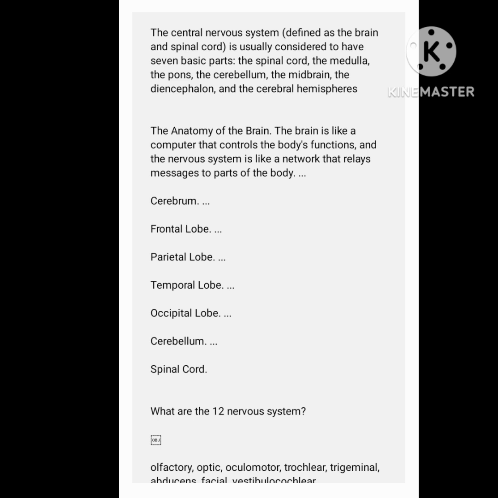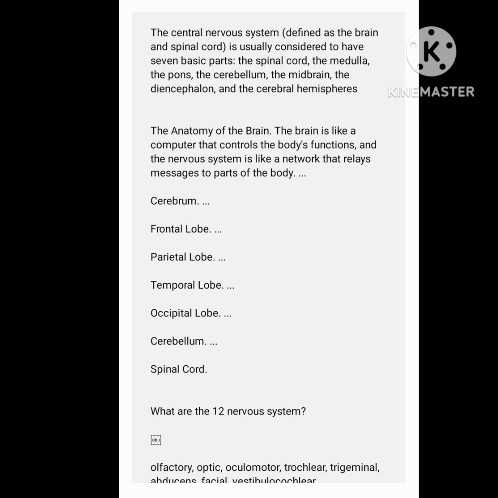So, we've all heard of the anatomy of the brain. It contains the cerebrum, cerebellum, and the medulla. Now, the cerebrum is divided into the frontal lobe, parietal lobe, temporal lobe, and occipital lobe. And we have the cerebellum and spinal cord. The major portion of the brain is the cerebrum. Then we have the cerebellum and the medulla.